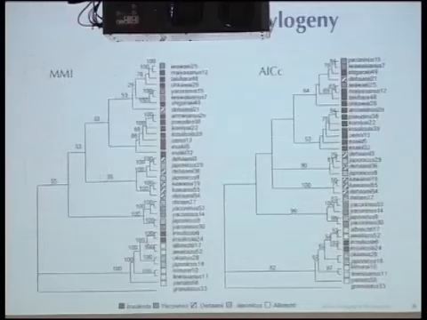This is the model average phylogeny, and this is the best fit AICc phylogeny, and there are a few differences there. Here, these are bootstraps. Here, these are multi-model support, or model support. And there are a few changes in the topology, but in general, they agree quite well.